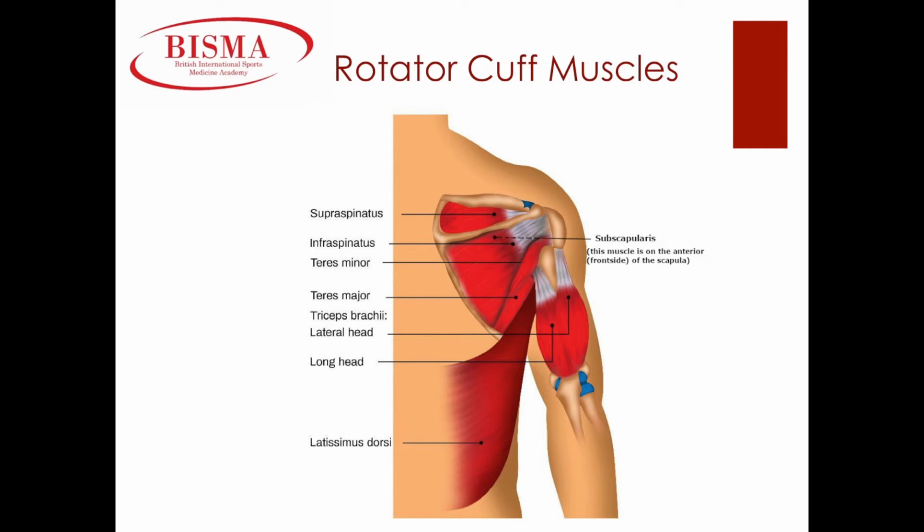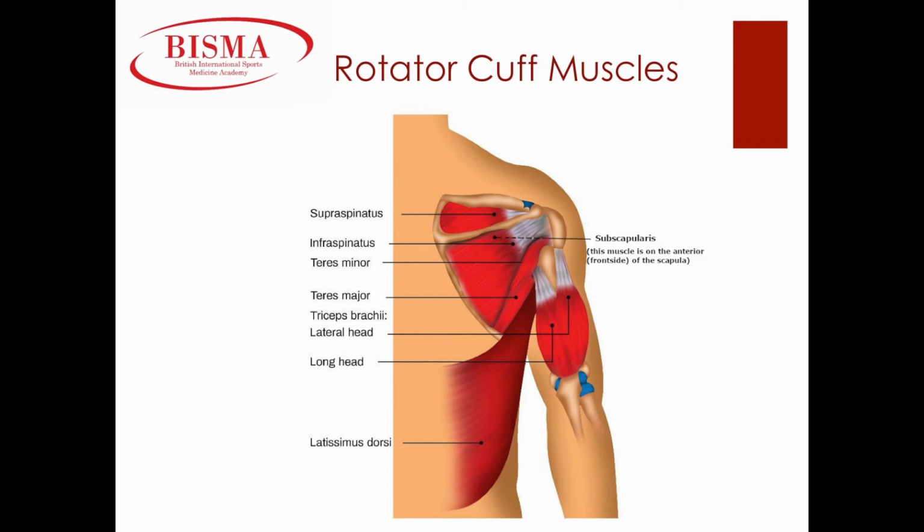The infraspinatus originates inferior to the spine of the scapula, and it inserts laterally on the head of our humerus, so on the side of the head of the humerus. It crosses the shoulder joint, and it also stabilizes the shoulder joint, as do all our rotator cuff muscles. And this muscle also laterally rotates the arm.